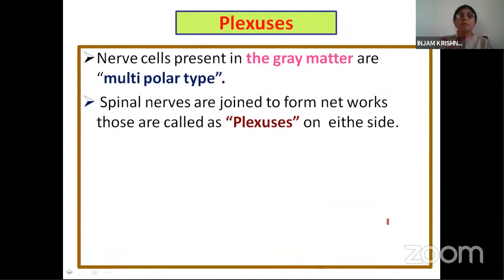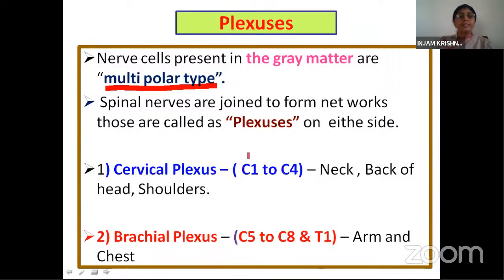Next, plexus. The spinal nerves form the plexus. What is plexus? A group of nerves intersect among themselves and form the plexus. Nerve cells present in the gray matter are multipolar type. This is another important point. The spinal nerves are joined to form networks. Those are called plexus on either side.